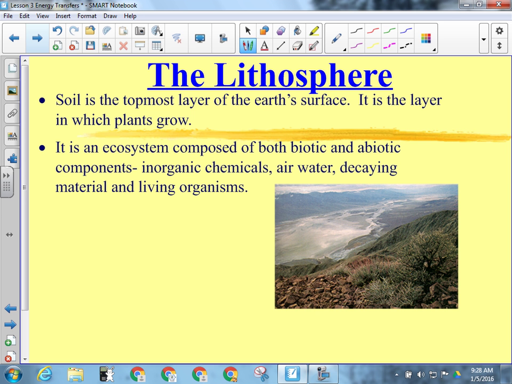The important part of the lithosphere is soil. Soil absorbs a lot of energy, and soil is where plants grow. Without soil, there's no plants. Plants are the only thing that can convert solar energy into chemical energy, so without soil, there's no life. We've got to have something in which plants can grow. Now, looking at that picture, does that look like soil?